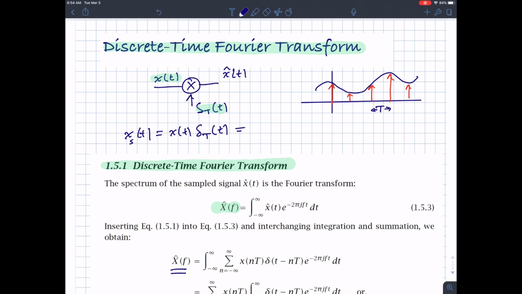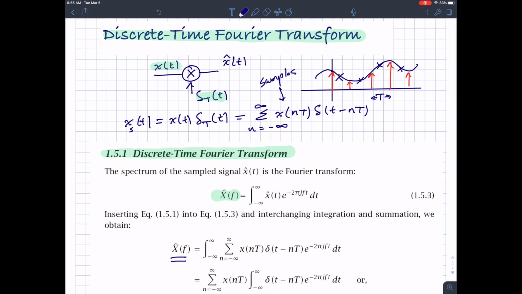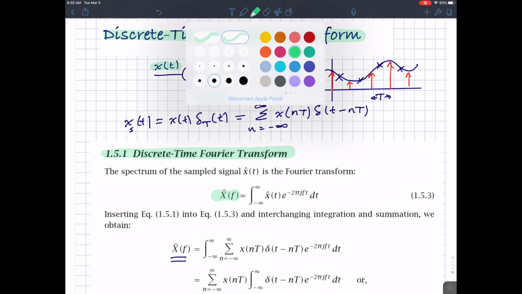And then when you multiply by the impulse train, the only things that matter are where the impulses occur. So all this stuff in the center is zapped out, since multiplying by 0 becomes 0. And you would get the sum from n equals minus infinity to infinity of x(nT), these are the samples, multiplied by delta(t minus nT).